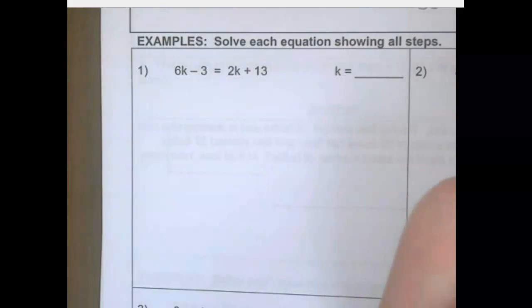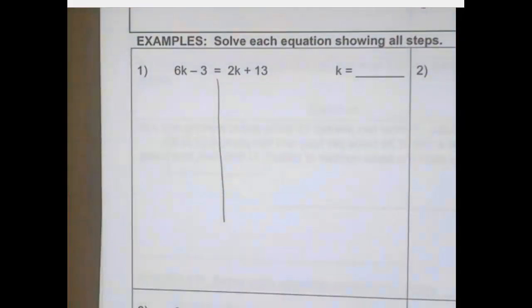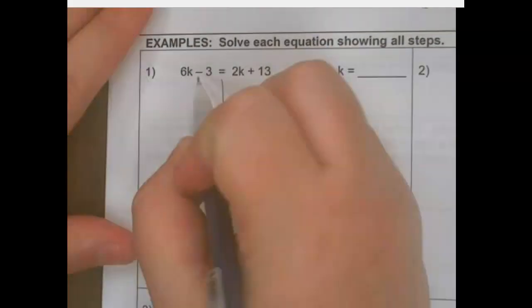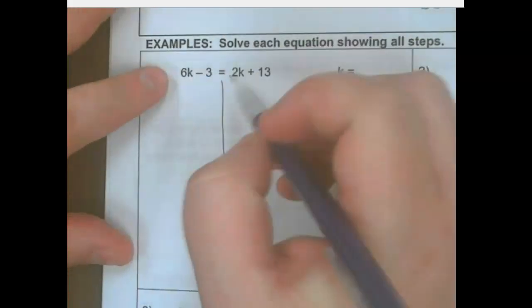All right, let's look at our example problems. We are still working on solving equations with variables on both sides. So I'm going to draw my line. My goal is to get all my variables to one side and all my numbers to one side. So I'm going to start with my variables.